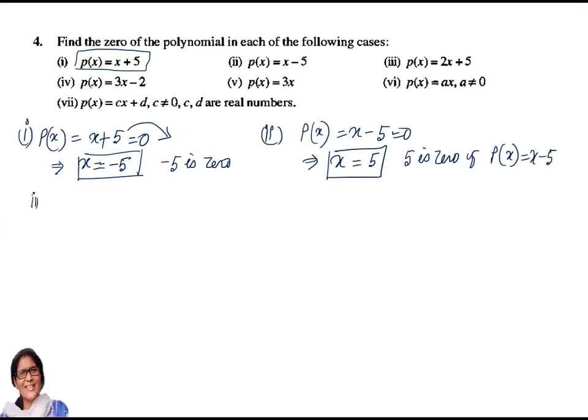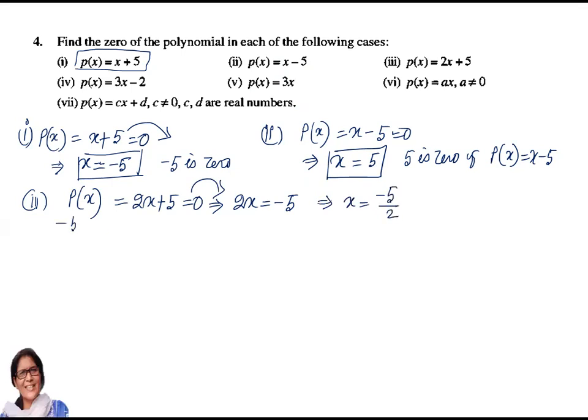Third part. p(x) is equal to 2x plus 5. 0. तो 2x is equal to कितना हो रहा है? माइनस 5. 5 इधर शिफ्ट हो जाएगा. x क्या हो रहा है ना? माइनस 5 बाई 2. तो लिखेंगे कि माइनस 5 बाई 2 is 0 of p(x) is equal to 2x plus 5.